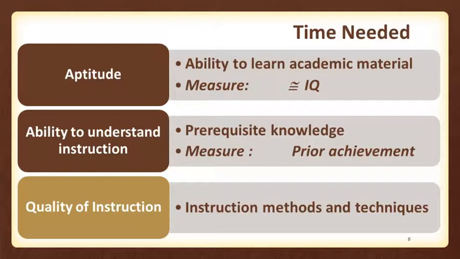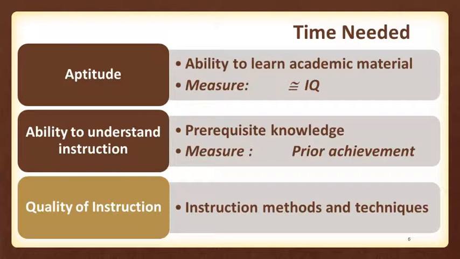original 5 identified variables. 2 of them are individual level variables. The first is a student's aptitude, or his ability to learn academic material. And Carroll suggested that perhaps one of the best measures for that would be IQ. The second individual level variable is a student's ability to understand instruction, or prerequisite knowledge. And Carroll suggested that one of the ways that we could measure that was prior achievement.